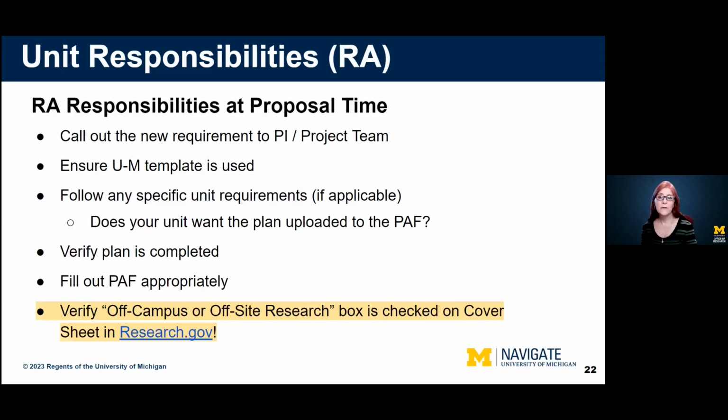So finally, what are the research administrator's responsibilities? The RA might not be in the position to write the plan, but at the time of the proposal, you do need to make sure that you're letting your PI and project team know about this new requirement. They may not even be aware that this is a thing. So you need to call that out to them. Make sure that they use the university's template that ORSP has posted on their website.